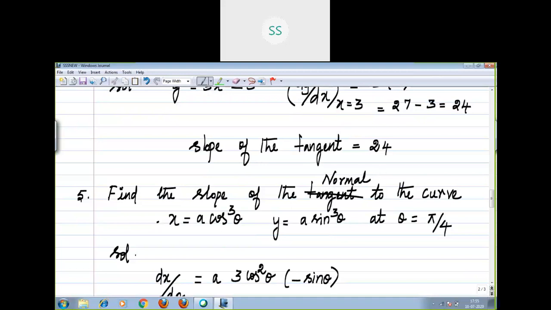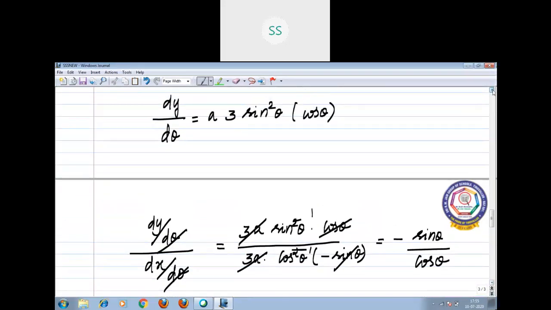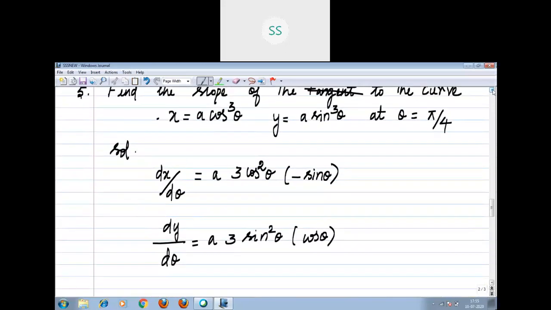Slope of the normal to the curve x is equal to a cos cube theta, y is equal to a sin cube theta at theta is equal to pi by 4. Now you are applying the derivative of x power n concept, right? First you are differentiating x with respect to theta. That is dx by d theta equal to a into 3 cos square, assuming cos theta as x. So derivative of x power n acts as n into x power n minus 1. Here you have a trigonometric function, so when you differentiate it becomes minus sine theta.